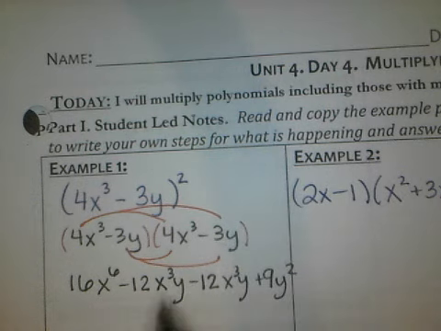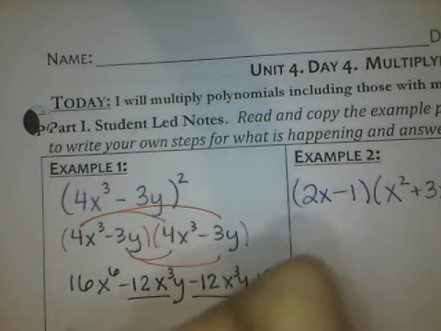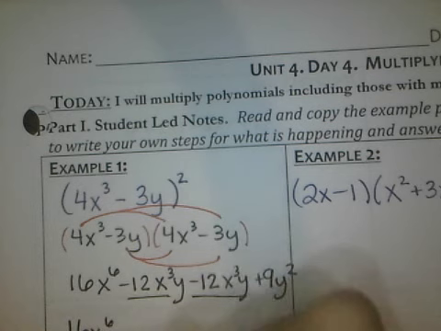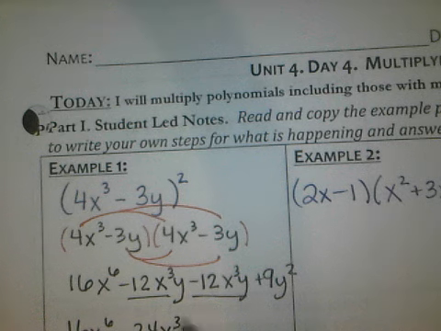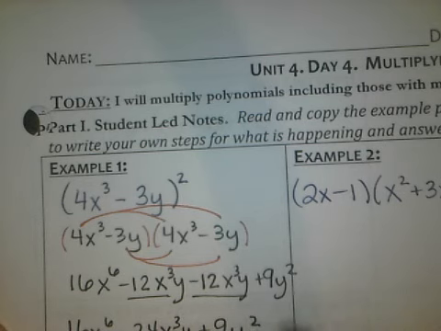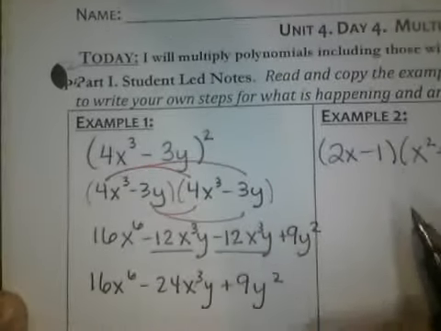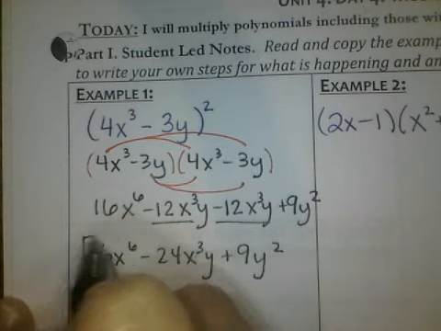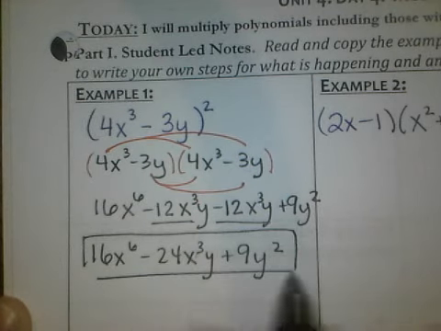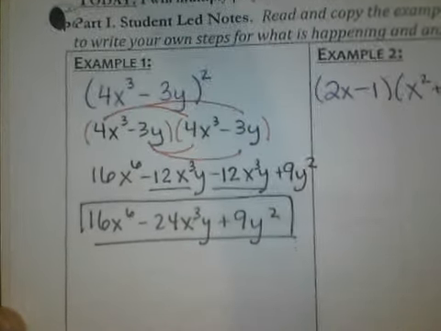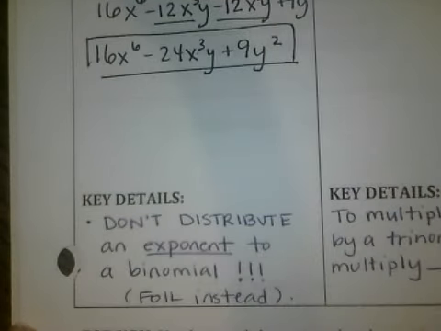And then to finish the problem, you just add like terms in the middle. 16x to the 6th minus 24x cubed y. Notice that we're keeping exponents here, not adding. We're adding like terms, keeping exponents and variables, plus 9y squared at the end. Okay. Really important tip, it's a simple mistake, not one that you misunderstand, but one that you make anyway.